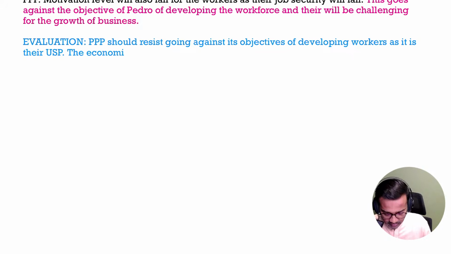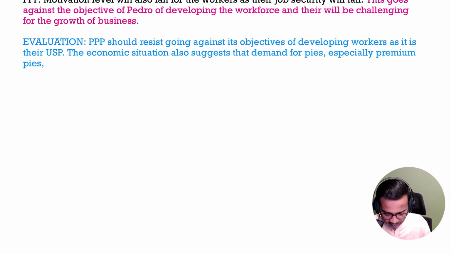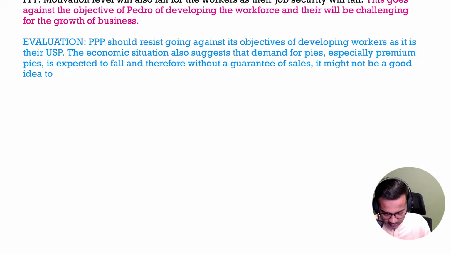The economic situation also suggests that demand for pies, especially premium pies, remember more expensive pies will be bought less in a time of high inflation, is expected to fall, and therefore without a guarantee of sales it might not be a good idea to buy the machine now. So I've talked about the social angle, I've talked about the economy not doing well.